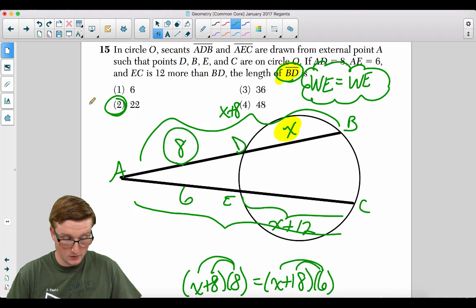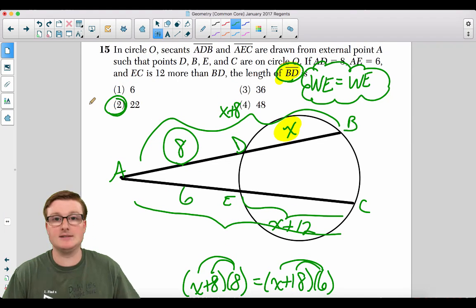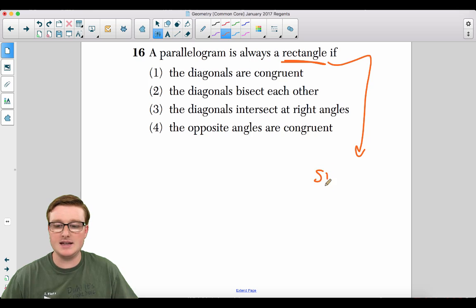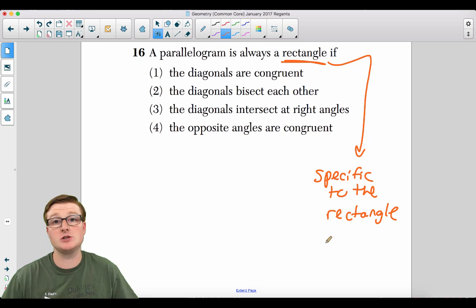All right, moving on to question number 16. A parallelogram is always a rectangle if it's what? So we're looking for the property that is specific to the rectangle. Okay? We're not looking for vagueness. We're looking for specificity. So choice 1 shows that the diagonals are congruent. Does that prove a rectangle? You bet it does. Choice 1 is the answer.